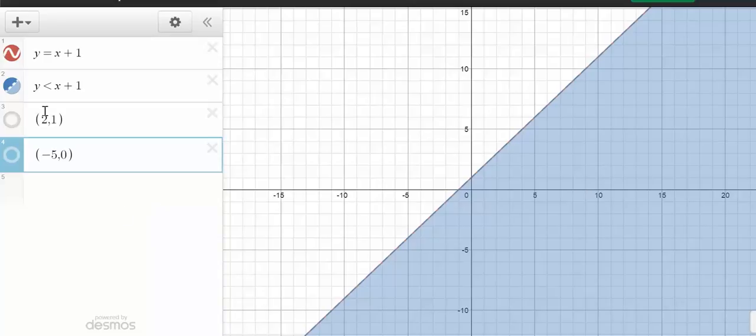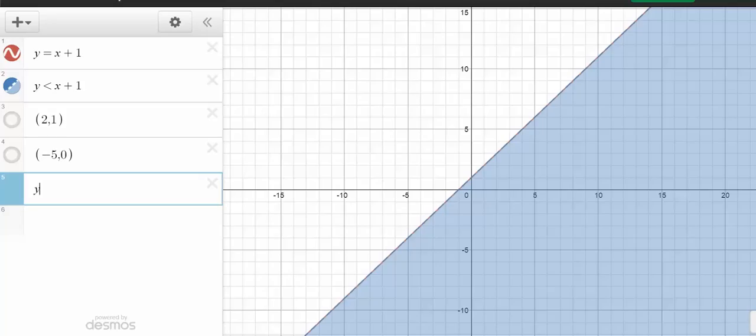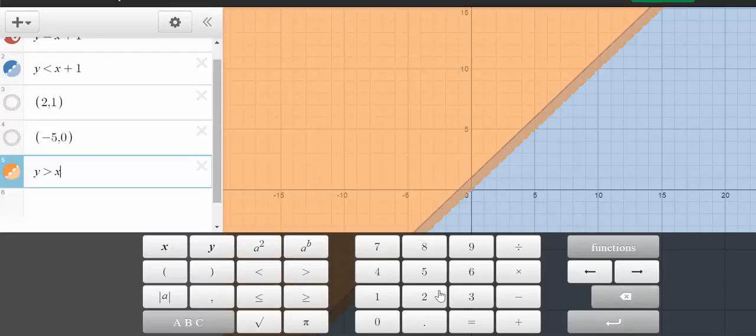Now, the other one that we had, if I go back to my lesson here, was y is greater than x plus 1. What do you imagine that's going to look like? It's going to be shaded in the other direction. Y is greater than x plus 1, so move it up like that.